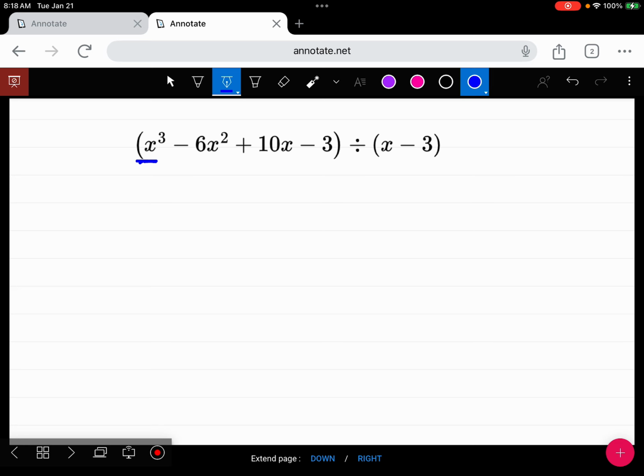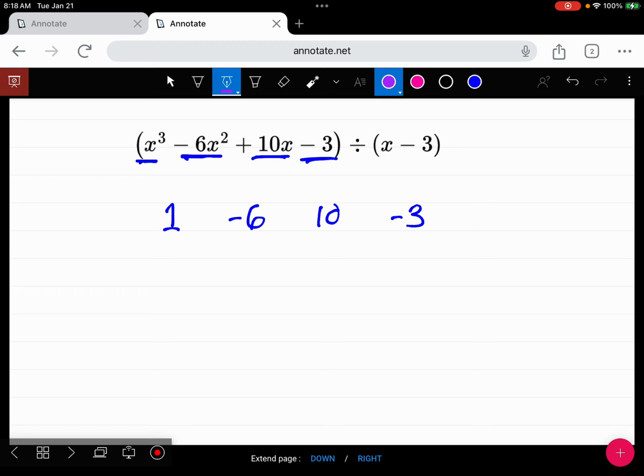So I need the number in front of x cubed. That's going to be a 1. I need the number in front of my x squared, which is a minus 6. I need the number in front of my x, which is a 10. And I need the number that is the constant, so we have our minus 3. So that's what I mean when we line up the coefficients. There's no letters in there, just numbers.